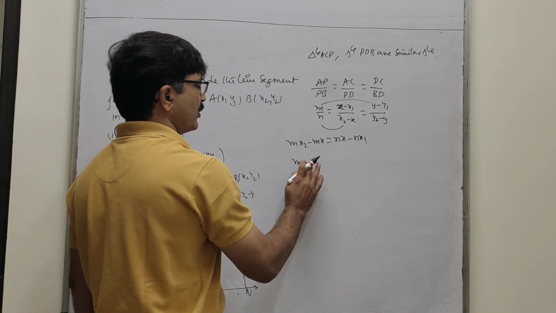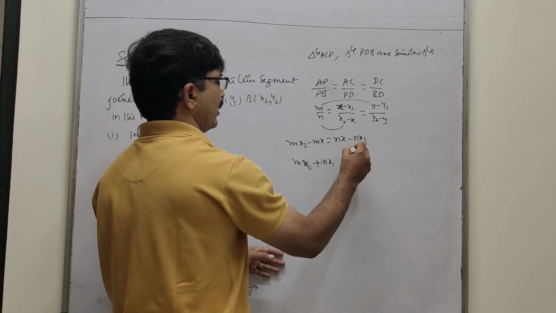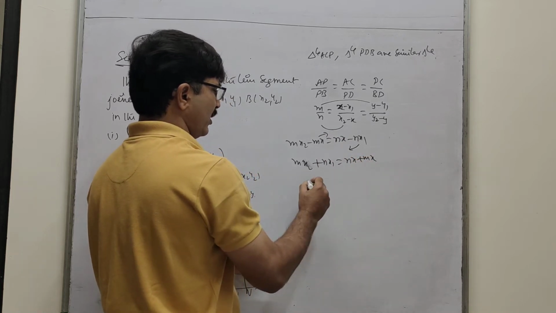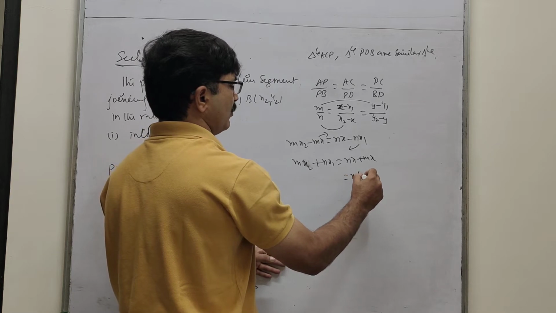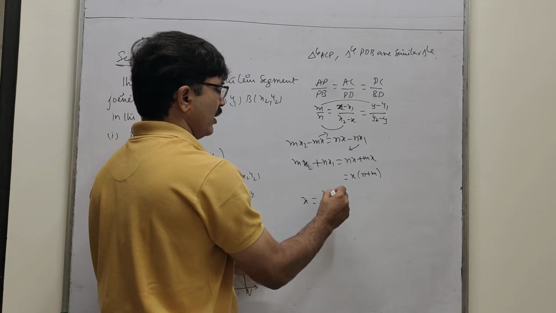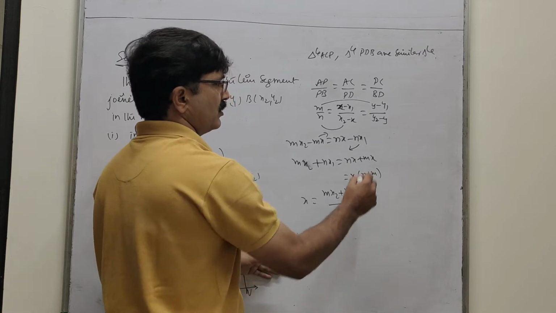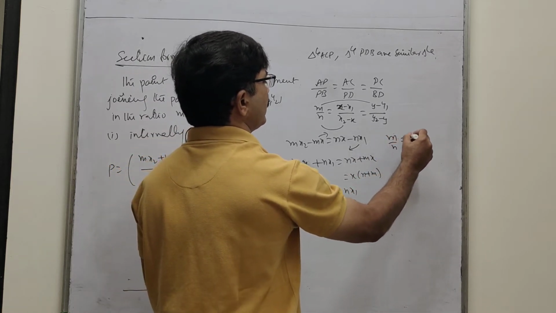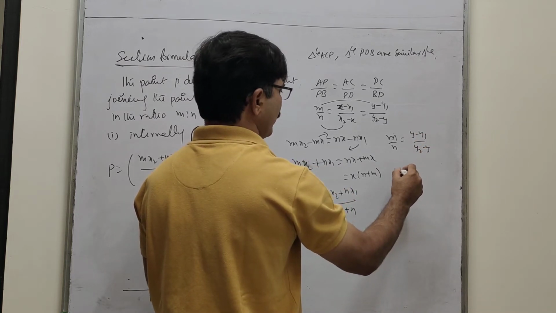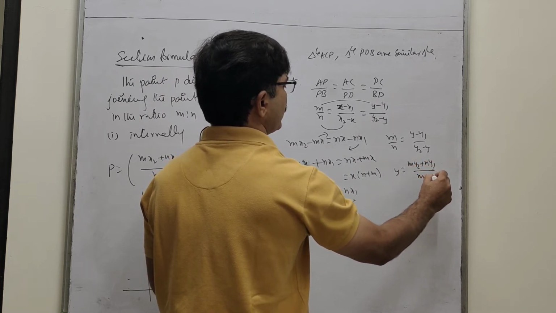We get mx2 plus nx1 on one side and nx plus mx on the other. Here you can take x common, giving n plus m, or m plus n. So finally x is equal to mx2 plus nx1 divided by m plus n. Similarly, taking m by n equals y minus y1 by y2 minus y, we get y equal to my2 plus ny1 divided by m plus n.